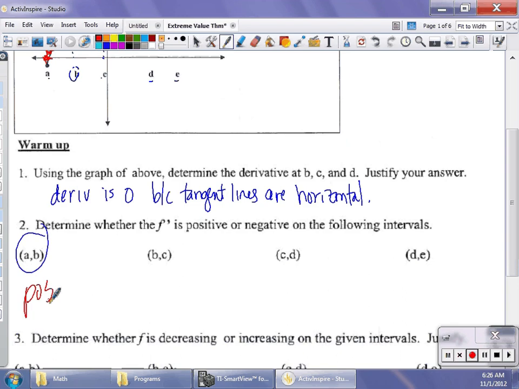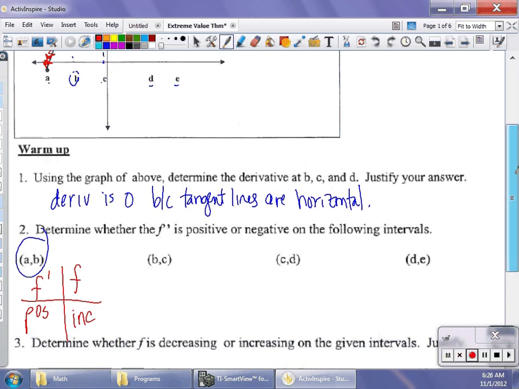Maybe let's make a little chart here. So let's consider two things. On this interval, we said first derivative, and the other thing I'm interested in that we'll talk about and confirm later is what's happening with the original function. We said the first derivative is positive, and the original function, notice on that interval, is increasing.